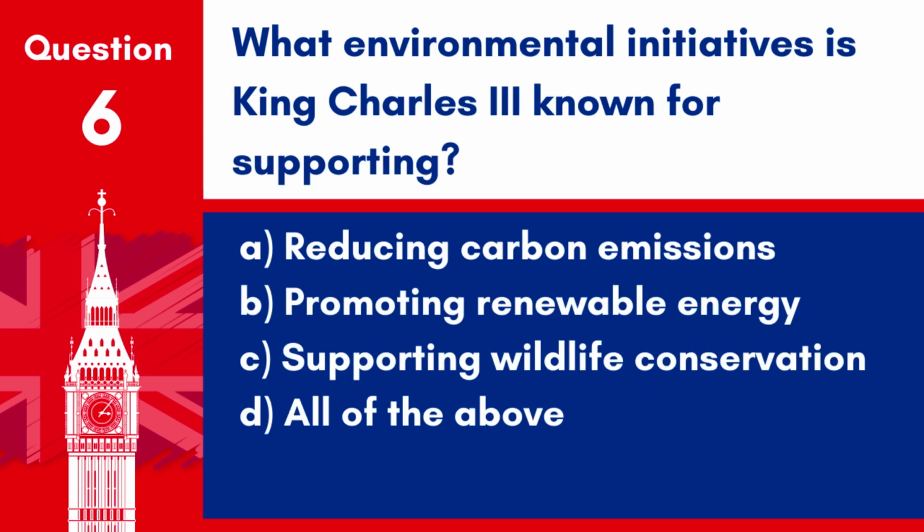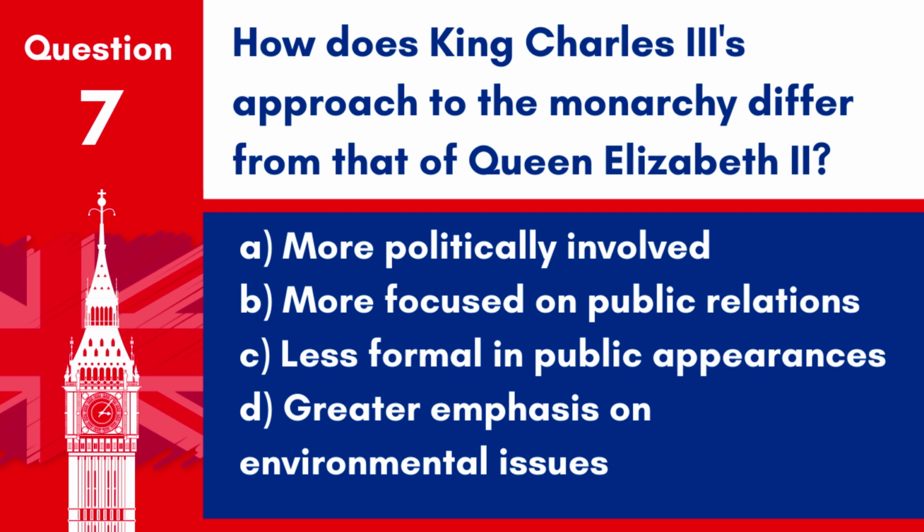Question 6. What environmental initiatives is King Charles III known for supporting? A. Reducing carbon emissions. B. Promoting renewable energy. C. Supporting wildlife conservation. D. All of the above. Answer: D. All of the above. King Charles III is known for supporting various environmental initiatives, including reducing carbon emissions, promoting renewable energy, and supporting wildlife conservation.